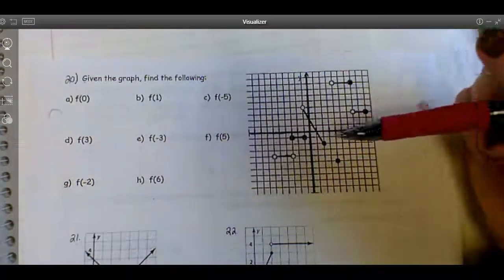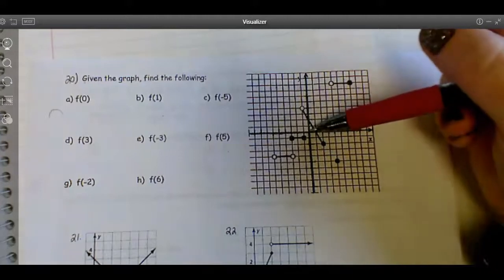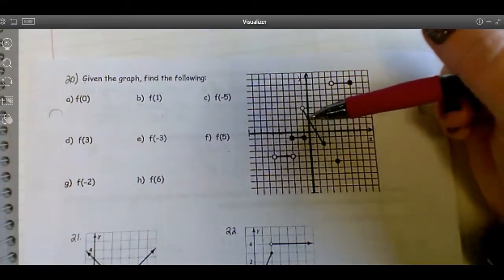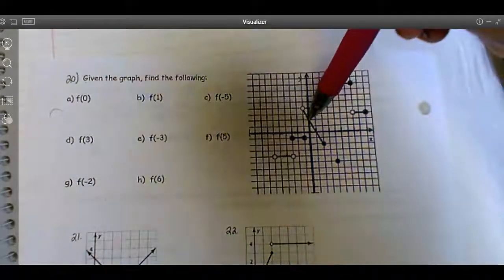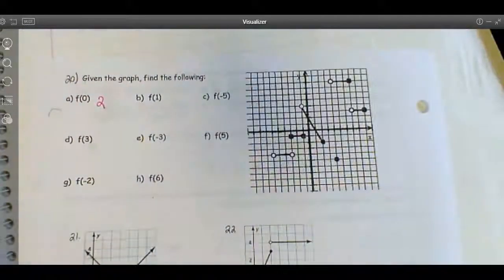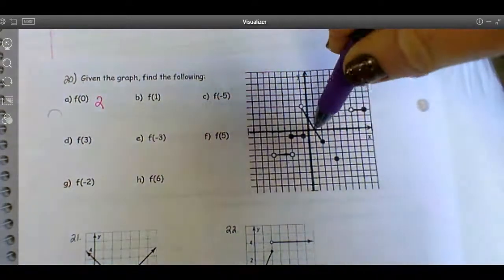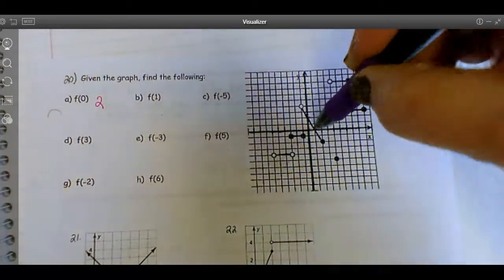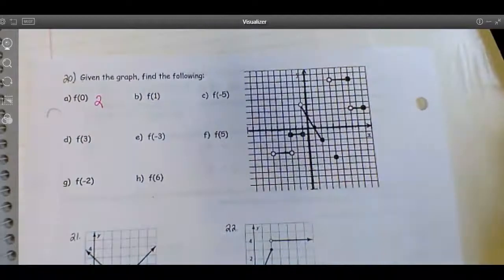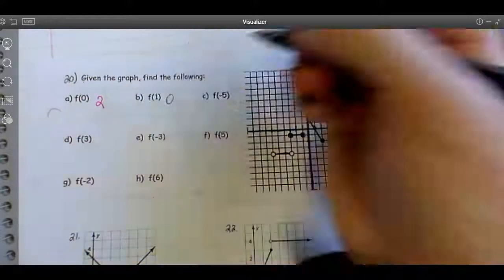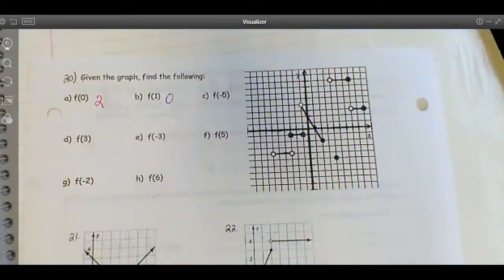So f of 0, you don't move anywhere on the x-axis. You just go to wherever the function is evaluated. So it's up here on the y-axis at 2. So that's 2. Now the most tricky one, I think, from looking at what you guys have is maybe f of 1. When you go to 1 on the x-axis, it stays right there. It doesn't move up or down or anything. So it's just that value right there on the x-axis. If it's on the x-axis and you've not moved up and down any, that means that it's 0. So f of 1 is 0 because that's the y value at that place.